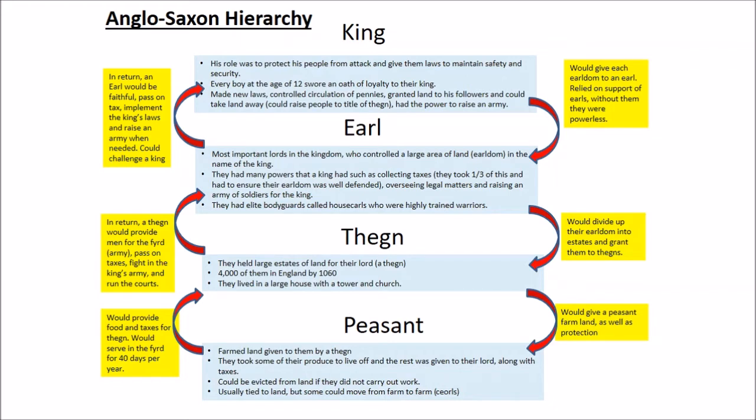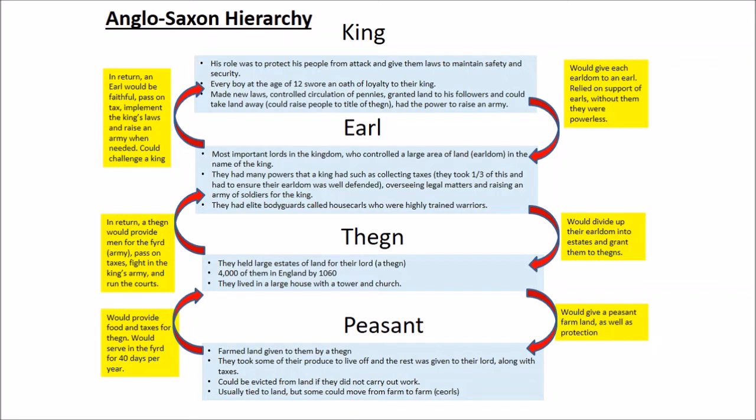There were actually other types of peasants called churls. I've not actually put them in this diagram, but they would be probably between a peasant and a thane. A churl was just, again, a free peasant. So they were still farmers, and they did the same work as peasants, but they could actually move from farm to farm, or they might actually own their own farmstead. Okay, and as I've said, down the bottom you can see a peasant would have to provide food, taxes, and they would have to fight in the army for 40 days every year. But again, we will study the army later on in the year.